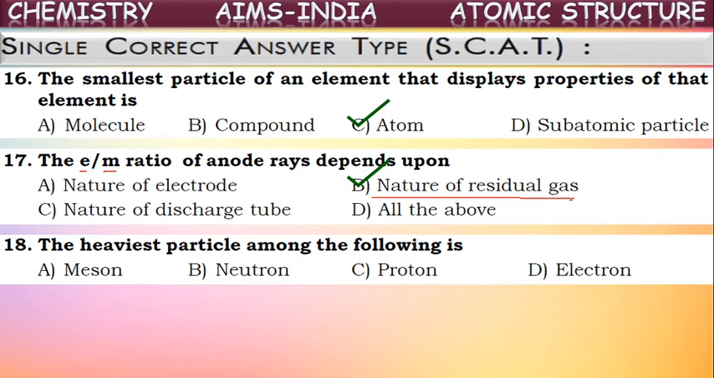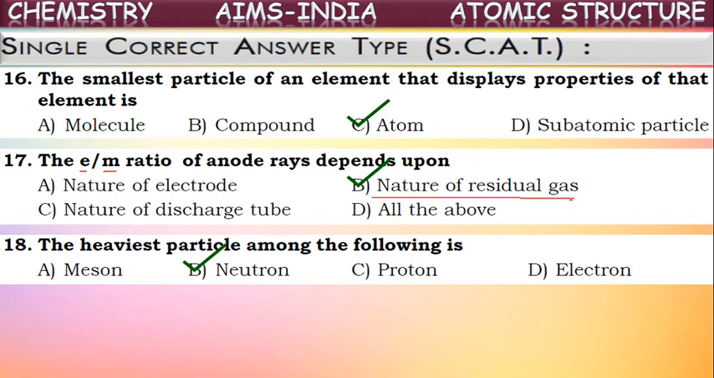Next one, the heaviest particle among the following. In the atom, there are different kinds of subatomic particles. Out of these, protons and neutrons have somewhat heavier mass. It is nearly equal to 1 AMU. But out of these two, the neutron has a little higher mass. If you say it accurately, proton mass is 1.007 AMU, whereas for the neutron it is 1.008 AMU. So it is slightly heavier than the proton.